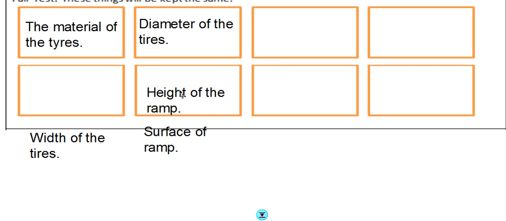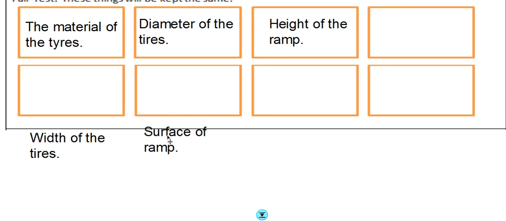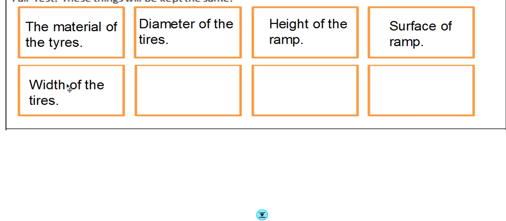So I'm going to need to keep the material of the tires the same. I need to keep the diameter of the tires the same. I need to keep the height of the ramp the same. I'm going to need to keep the surface of the ramp the same. I'll need to keep the width of the tires the same. All those things will need to be kept the same. I can change the weight. If I keep all of those things the same and I control everything else that could affect the outcome of the experiment, then it will be considered a fair test. If I change two things at once, the test is not fair. That's what it means to keep a test fair.